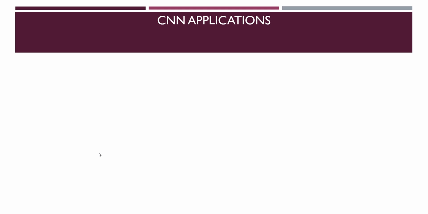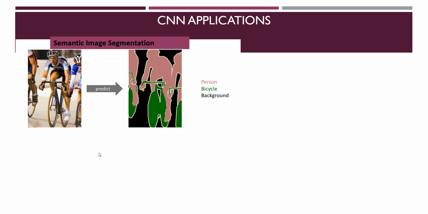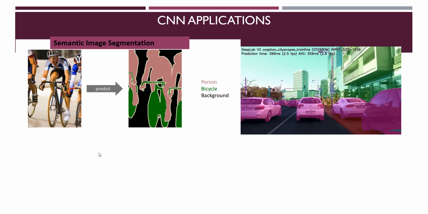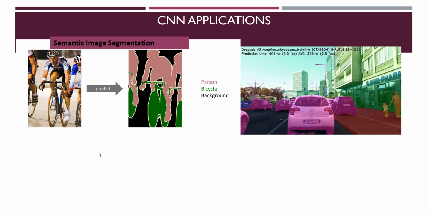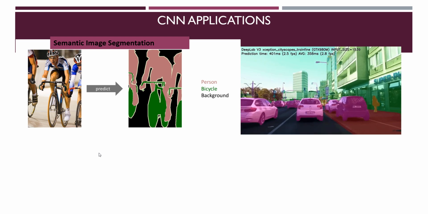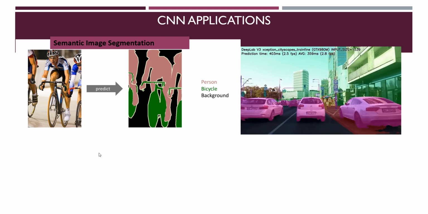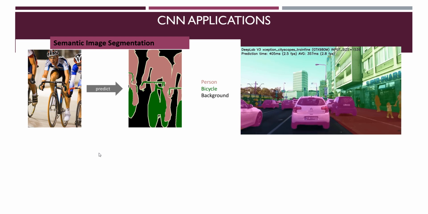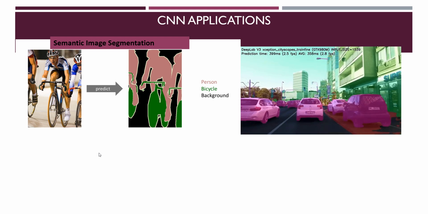When we talk about the applications of convolutional neural networks, there are many applications. Some of them are listed here. Semantic image segmentation is one such application where you are segmenting the image into different parts to identify different objects from the image, some meaningful objects from the image. Then, of course, autonomous driving is also one application where object detection has to be done.